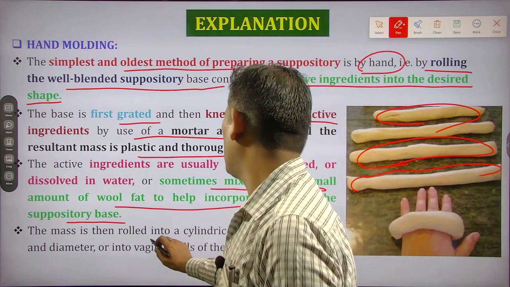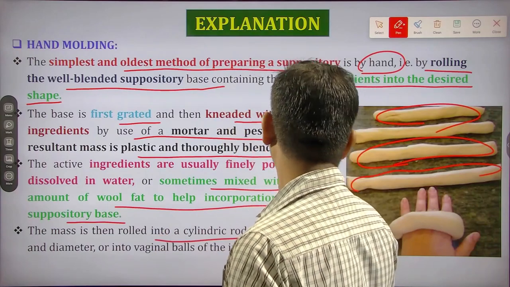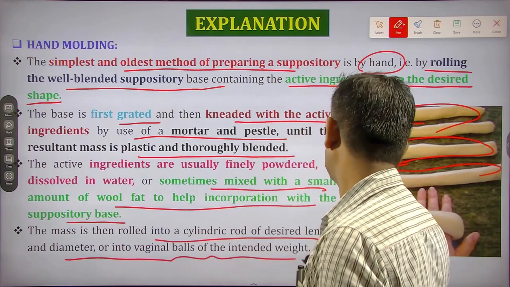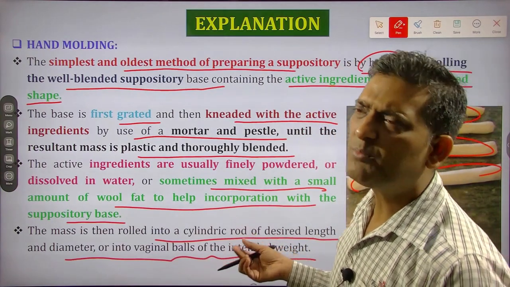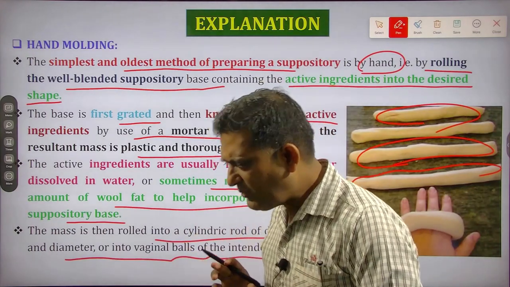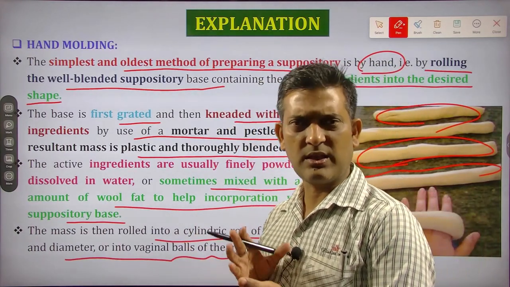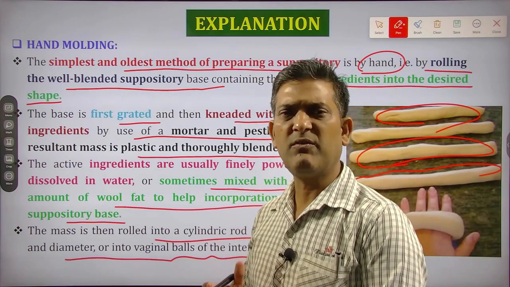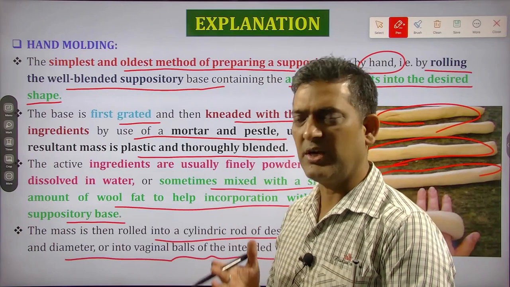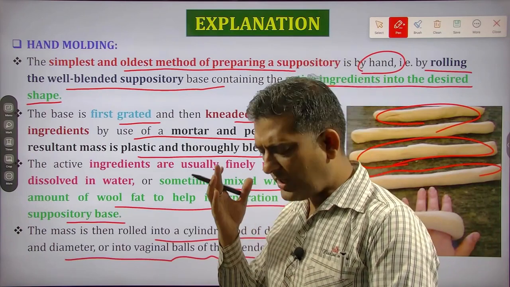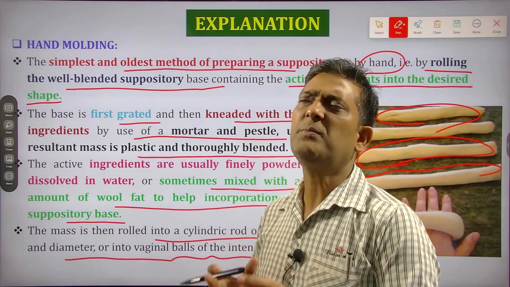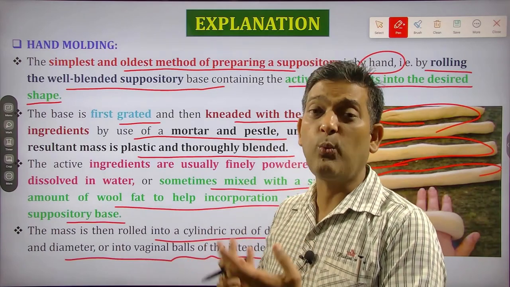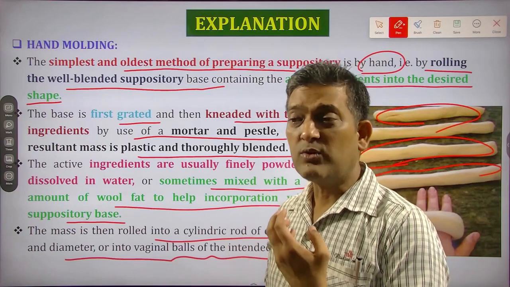Yes, the mass is then rolled into a cylindrical rod of desired length and diameter, and then pushed into the vaginal balls of the intended weight. It depends what type of preparation you are looking for, whether suppositories for urethral blockages, or vaginal pessaries, or for the rectum, or ear cones. So depending upon where you are implementing, what type of preparation you are looking for, what should be its weight, size and shape.